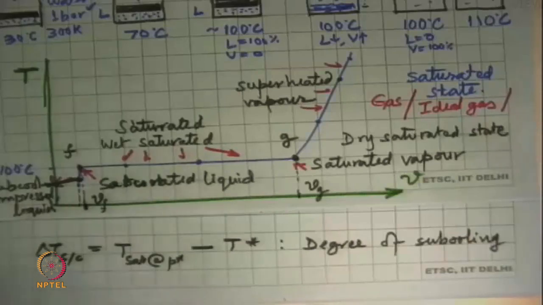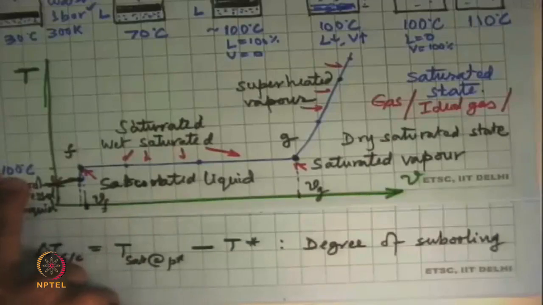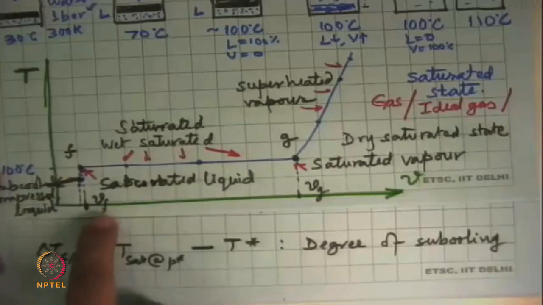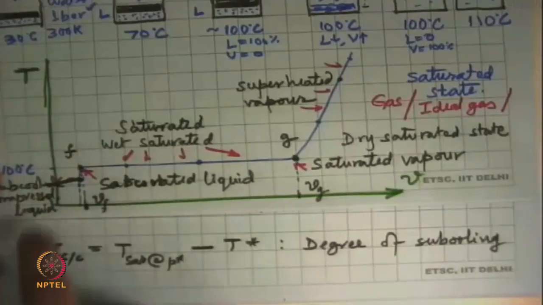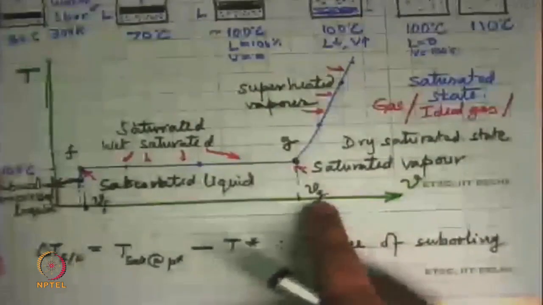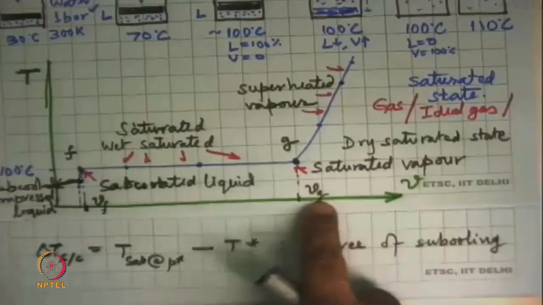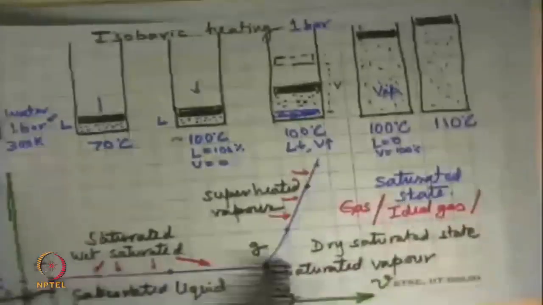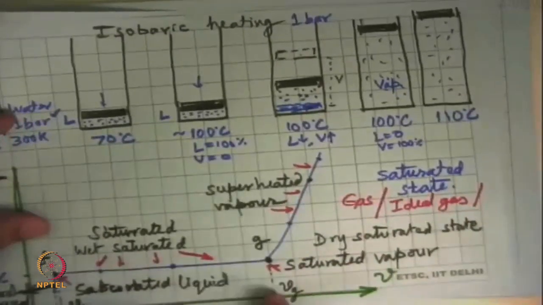Now these are fixed properties. Once you say 100 degrees Celsius, what is the specific volume of the saturated liquid? It is Vf, that is known in tables. And what is the specific volume of the saturated vapor? In that case, Vg, that is known in the tables. So on that basis, we know that all wet states will have specific volume in between these two parameters.